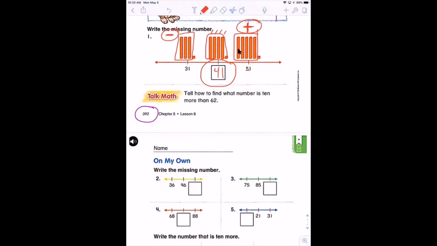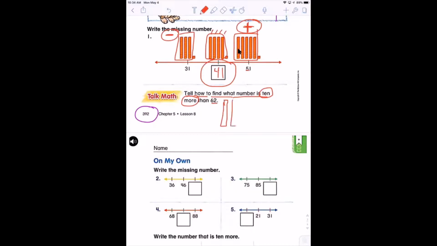Okay. Now let's look at the bottom there. It says, tell how to find what number is 10 more than 62. What number is 10 more than 62? Okay, so again, it's more. That means I'm going to get another group of 10. So if I have 62, how many 10s do I have?